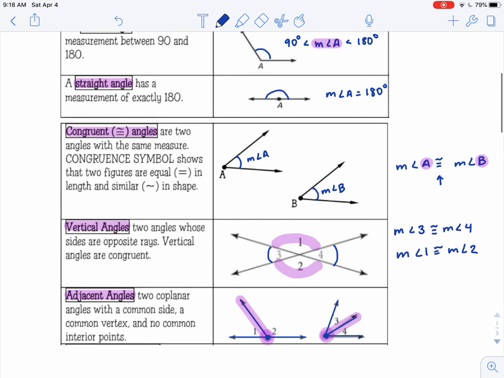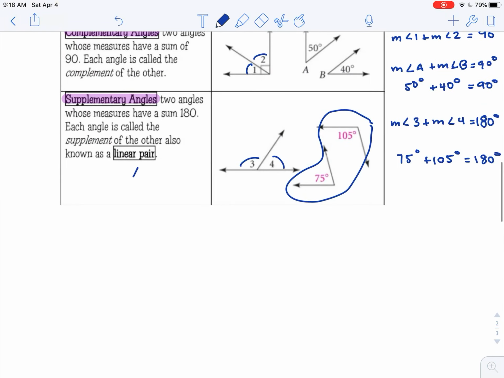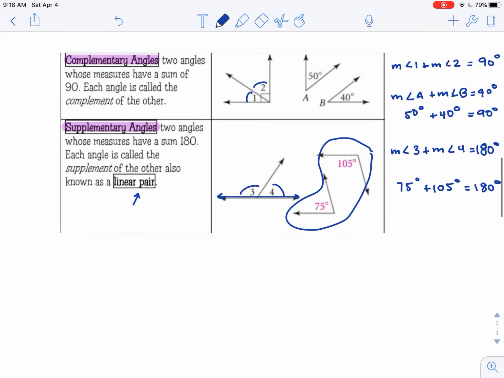Now, if we look right here, scroll up, a straight angle has a measurement of exactly 180 degrees. This is a line right there. That's how we get linear pair. Together they form a line.